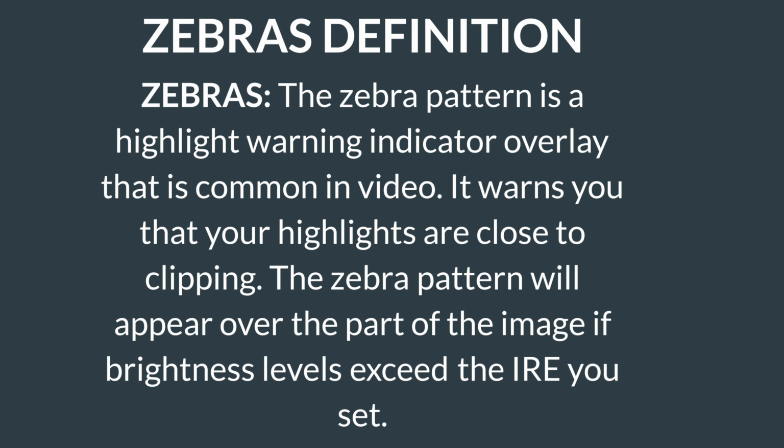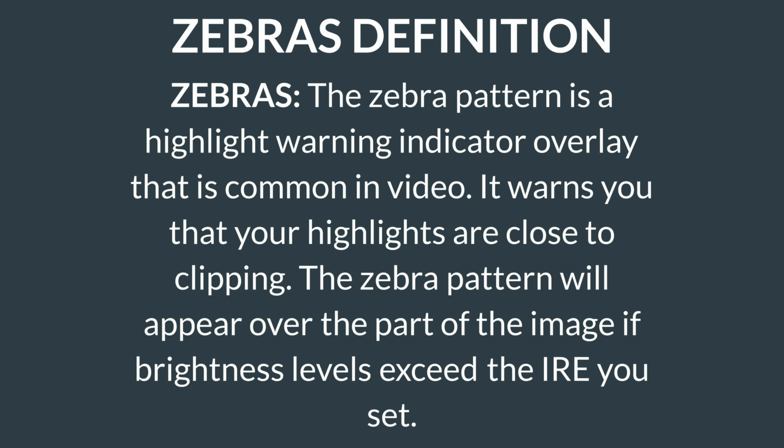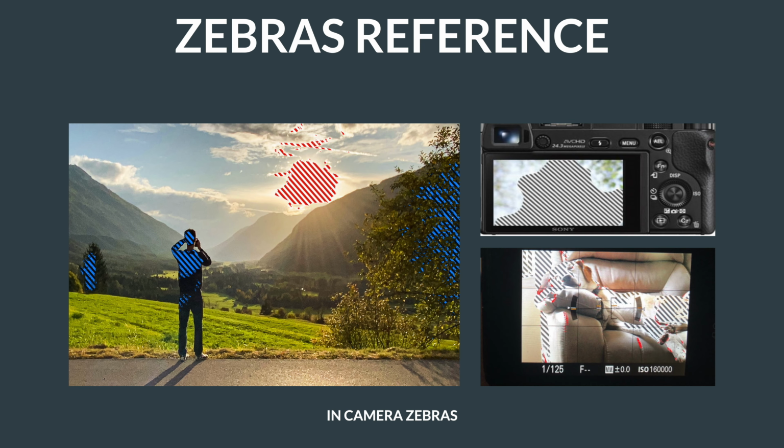Let's talk about zebras. What the heck is a zebra? We're not talking about the animal here. The zebra pattern will indicate that you are close to being overexposed. The zebra patterns will appear on the parts of an image if brightness levels exceed the IRE that you set in camera. Here are a couple examples of how zebras show up on different cameras. Notice the parts of the image that are under or overexposed are overlaid with a zebra pattern. This means that the image is either close to being over or underexposed, and you need to back it down a little bit.